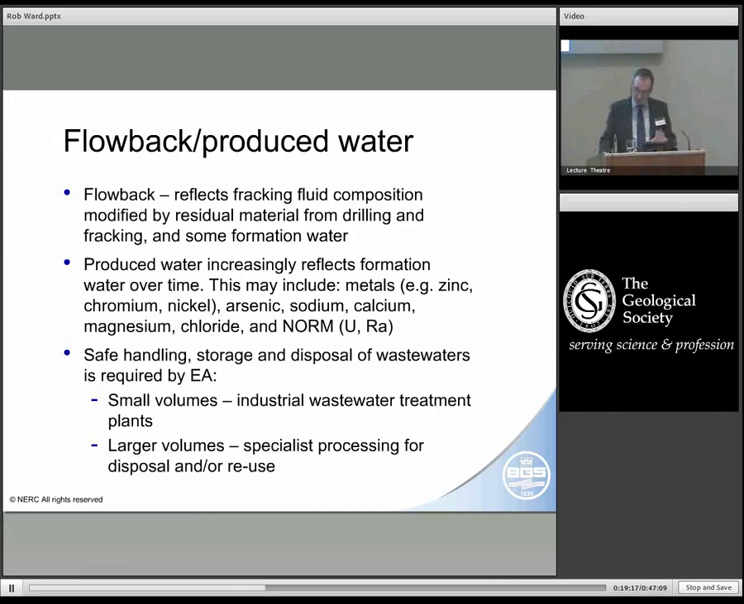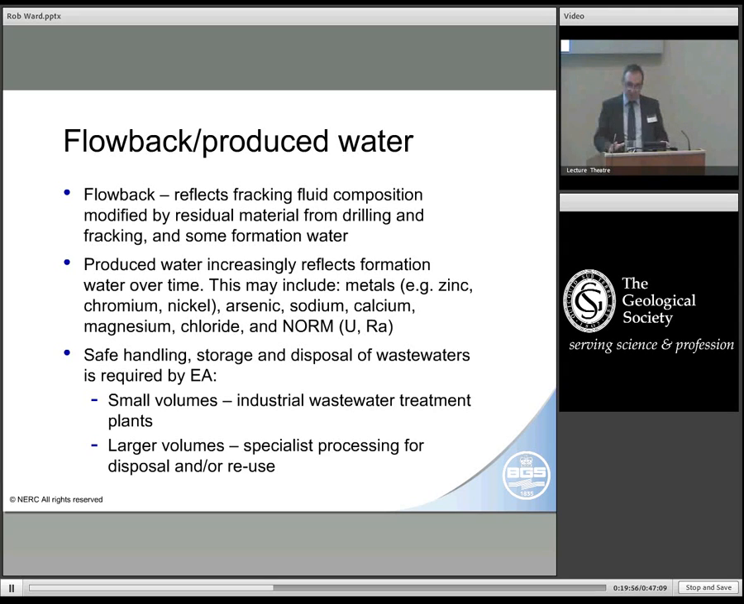And the produced water can include a range of additional substances, which include metals, which again reflect the composition within the geological formations, and those can include zinc, chromium, and nickel and other heavy metals, also arsenic, sodium, calcium, magnesium chloride, which really reflect the formation waters again. And as I've already said, there is potential for naturally occurring radioactive material to be returned to the surface as well. In particulate form, this can be uranium or radium. As I said as well, the gas will return radon.